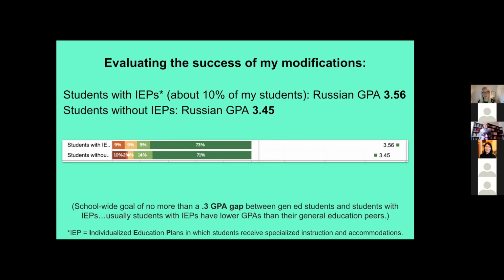Something that our school does, that is maybe too much, is they're very intense about tracking student GPAs, and we can look and see each of our classes' GPAs. And on this little graph here, you can see that my students with IEPs actually have a higher Russian GPA than my students without IEPs.